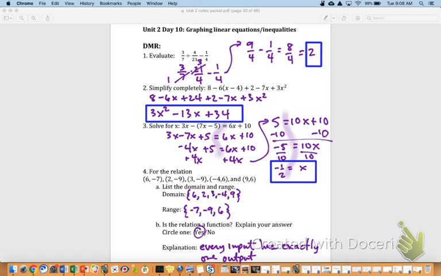Yes, for number 1 was 2, from a final answer perspective. Number 2, 3x squared minus 13x plus 34. The equation of number 3 was x equals negative 1/2. Number 4, you've got your domain and range listed. It is a function because every input has exactly one output.